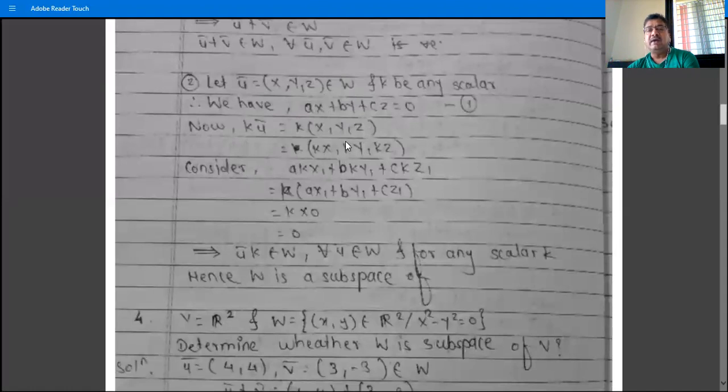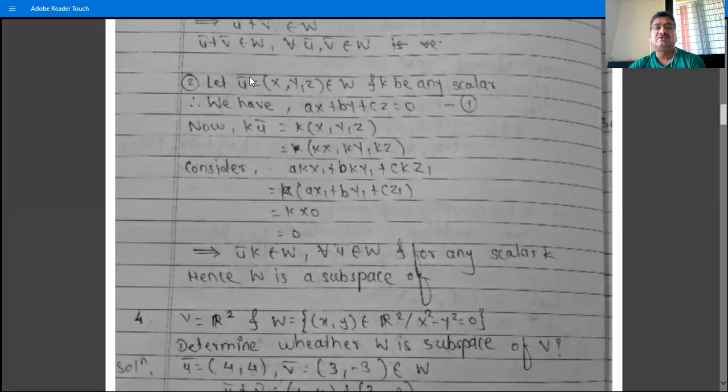And now we have to show that (kx, ky, kz) belongs to W. An element belongs to W, exists in W, if it satisfies the condition, that is a times kx plus b times ky plus c times kz is equal to 0. So consider a times kx plus b times ky plus c times kz.